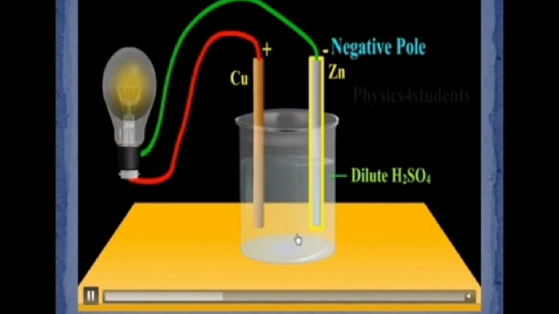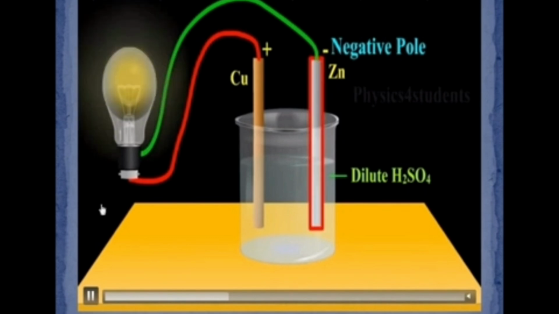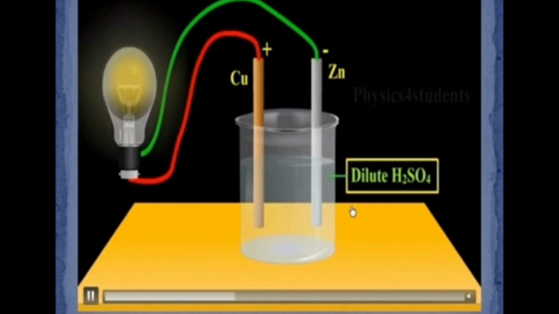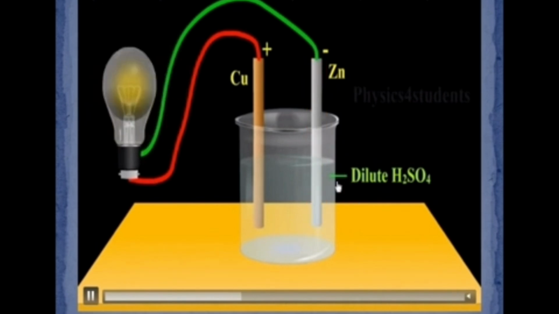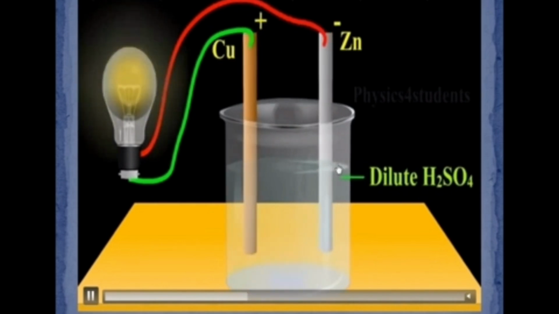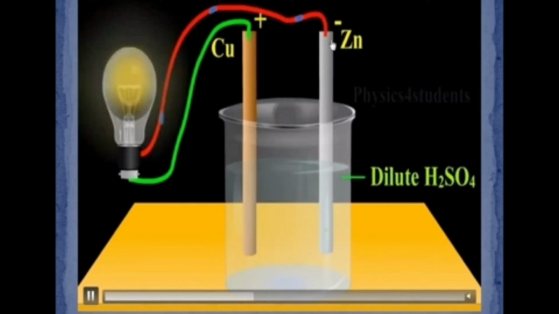So it is a closed circuit. When the charges flow through this closed circuit, current can flow. Here the dilute sulfuric acid is reacted with the zinc rod and it releases the electrons and protons. So electrons flow from the zinc rod to the bulb, then from the bulb to the copper rod.